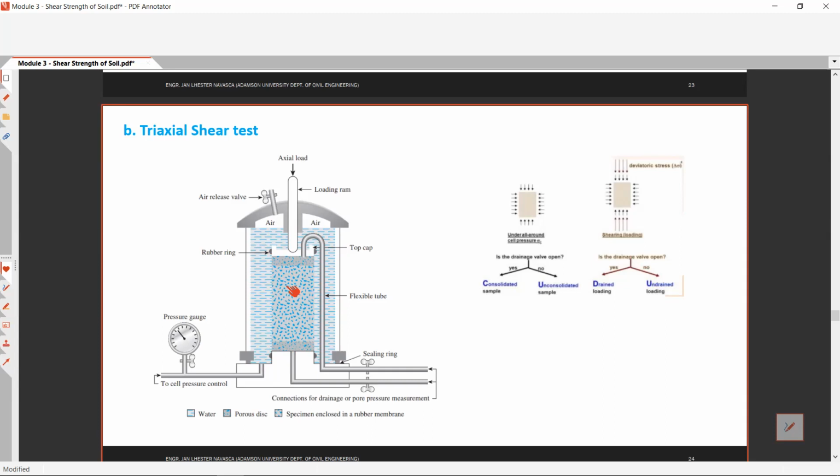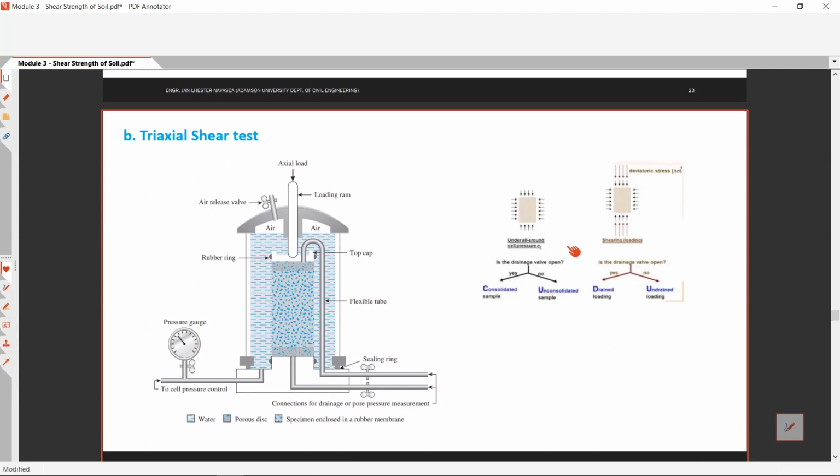So kung nakakita na kayo ng conduct ng triaxial test, yung specimen is balot ng rubber membrane. Okay? Then yung rubber ring at top and yung flexible tube is magsisilbing pang-release nung pag-drain or pag-undrain ng ating specimen. So depending, pwedeng i-drain yung water or pwedeng hindi i-drain yung water. Then we also have the pressure gauge. Okay, over here, and this one yung labasan ng drainage of pore water pressure.